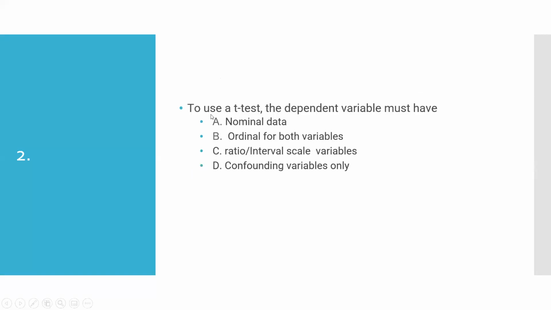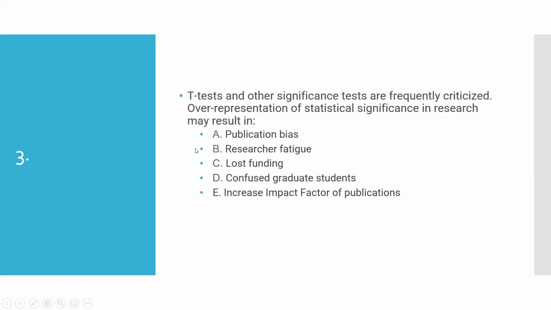To use the t-test, the dependent variable must have: nominal variable data; ordinal for both variables; both dependent and independent variables on ratio or interval scale; or confounding variables only. For the use of the t-test, the answer must be B? No, actually, whenever we are using the t-test, we are using a ratio or interval scale. We are not going for the ordinal scales, those are for the chi-square. So C is the right answer.